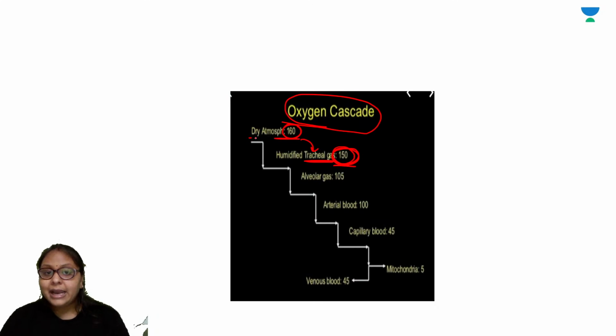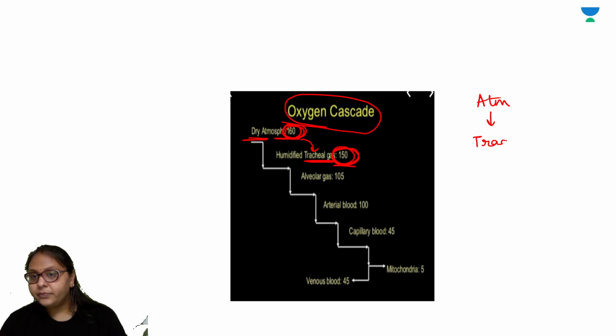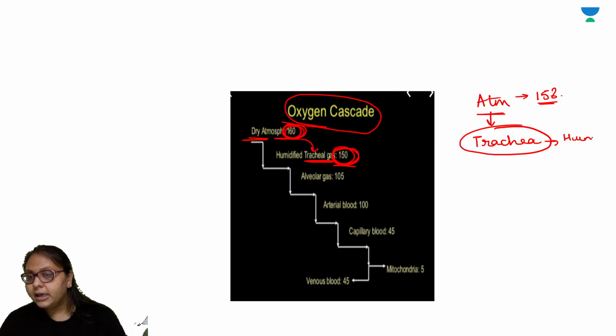ठीक है, ड्राई एटमॉस्फेयर में कितना था? 158, अराउंड 160. ठीक है, जब ये एटमॉस्फेयर से ट्रेकिया में आता है तो क्या होता है? एटमॉस्फेयर में क्या था? 158 था. ठीक है, ट्रेकिया में कैसी एयर होती है? ट्रेकिया में देयर इज ह्यूमिडिफाइड एयर.